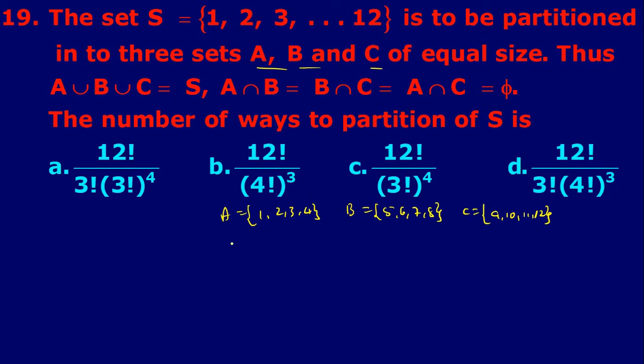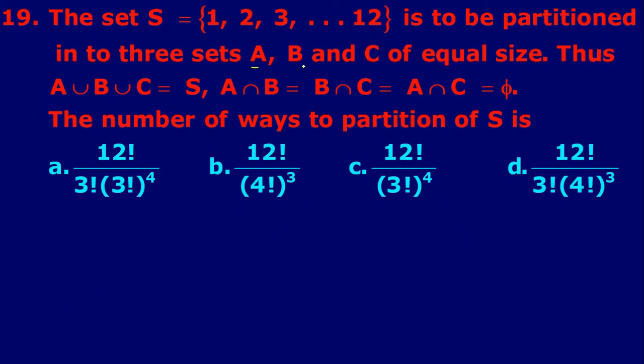Now we can form it in another way also. We can take A equal to 2, 3, 4, 5, and B equal to 6, 7, 8, 9, and C equal to 10, 11, 12 and 1. So this is one more partition. Like this, we can form different partitions. Now the question is how many partitions we can form.